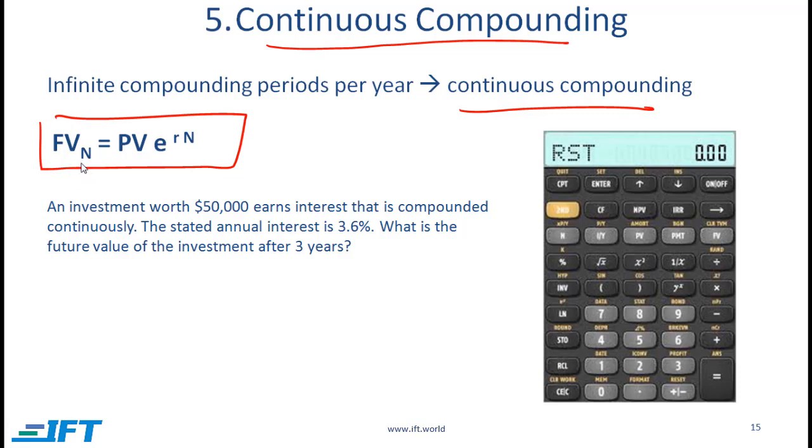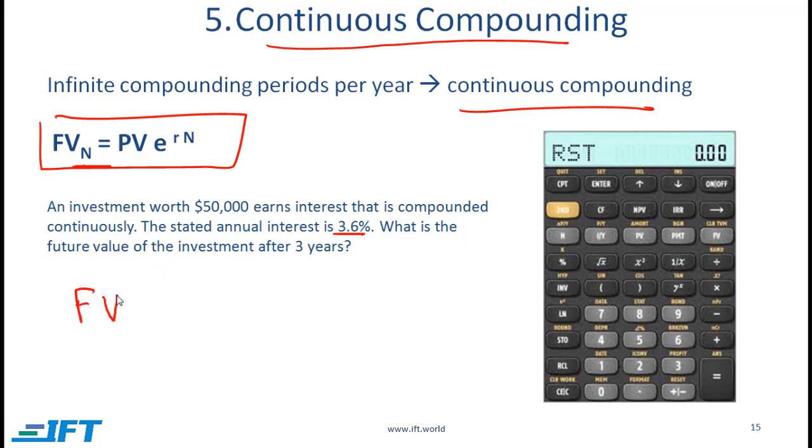The future value at the end of n years, now keep in mind this is the number of years, is equal to present value into e, this is the mathematical number e, to the power of r, where r is the stated annual rate. It is also sometimes called the continuously compounded rate, multiplied by n, which is again the number of years. An investment worth 50,000 earns interest that is compounded continuously. The stated annual interest rate is 3%. What is the future value of the investment after 3 years?